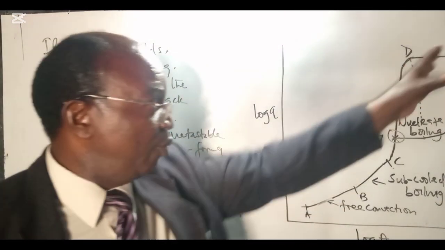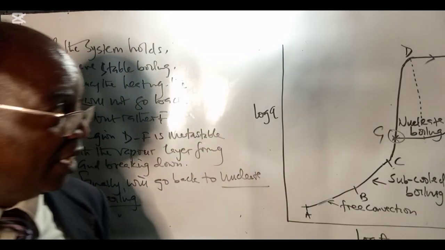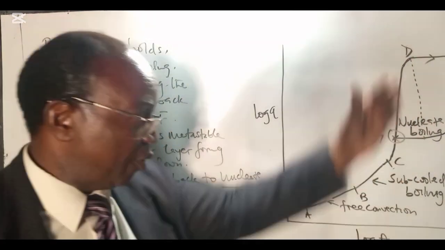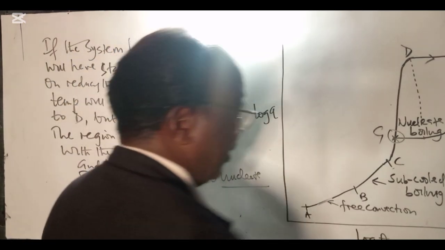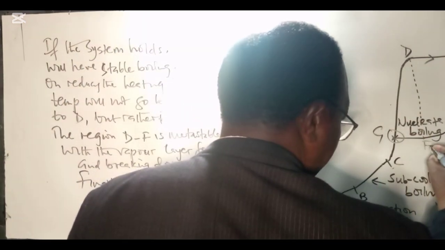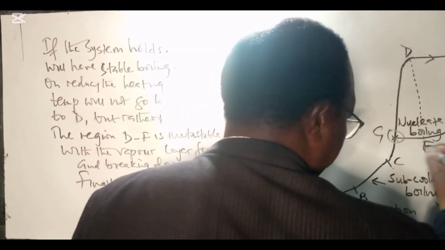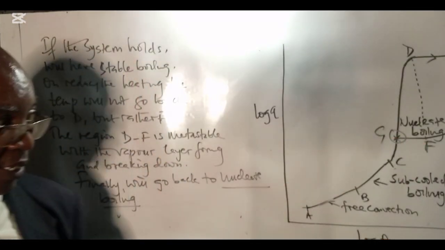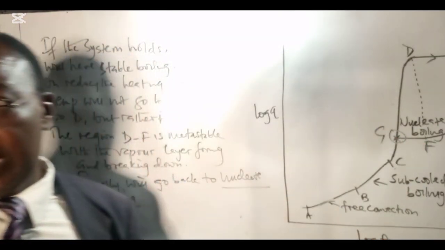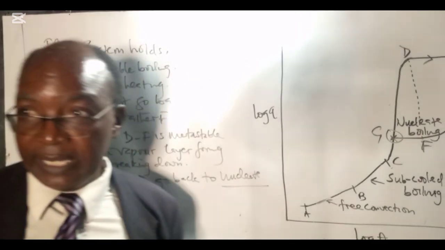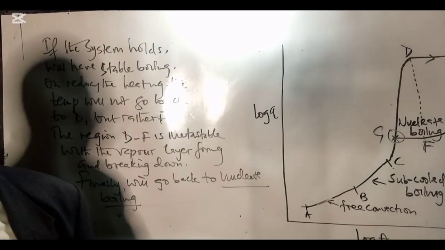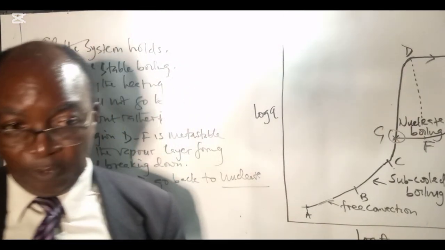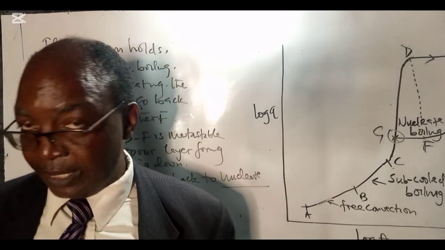But now if you decide to reduce the heat flux, you will not move directly from E to D. No. You will move to F. We will mark that as F. And of course, finally, you will be at G, which is the nucleate boiling region. So let's stop at that particular point. We are still looking at these systems.